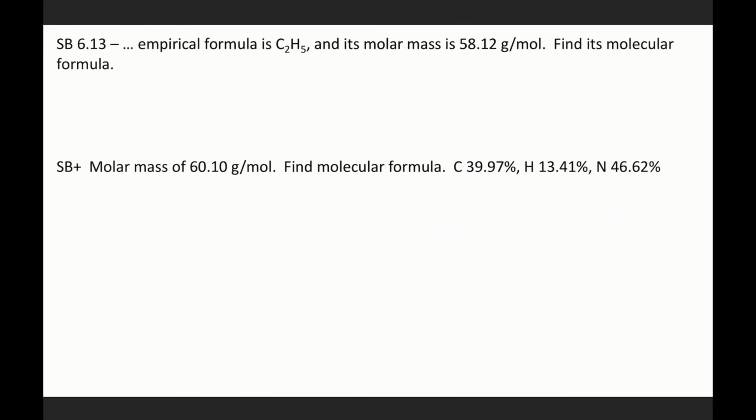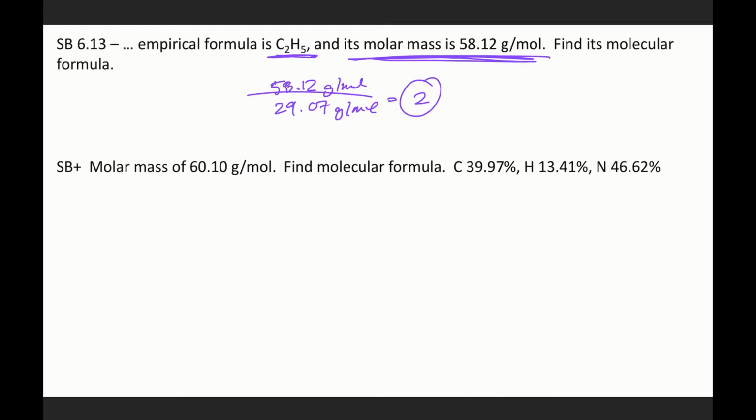All right, let's go ahead and solve some. If my empirical formula is C2H5 and the molar mass of my molecule is 58.12, and if it doesn't otherwise say, we're talking about the molecule, find its molecular formula. I'm going to take my 58.12 because that's my molecule, and divide it by the molar mass of 2 carbons and 5 hydrogens. I'll see that this is a multiplier of 2, which means C2H5 times 2 gives me C4H10, and that is the molecular formula for butane.